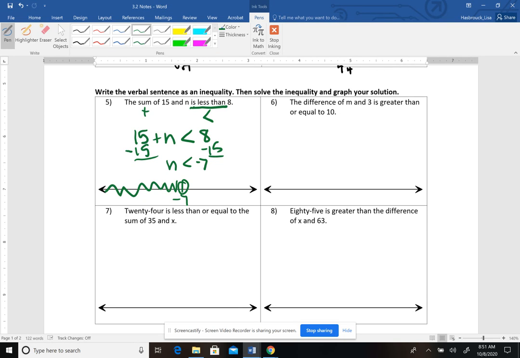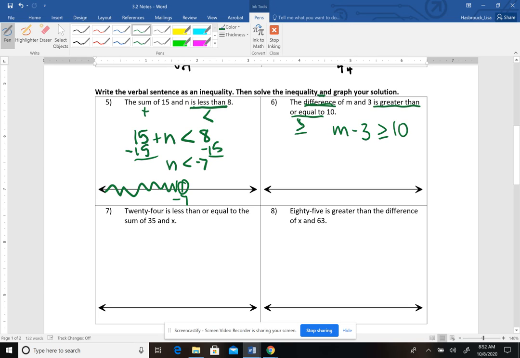For number 6, it says the difference. Well, difference means subtract. So I'm going to put a subtraction sign above it. The difference of m and 3 is greater than or equal to 10. The "is greater than or equal to" means this inequality symbol with the line underneath. Okay, so going back to the beginning, the difference, we're subtracting m and 3. So m minus 3, and it's greater than or equal to 10.